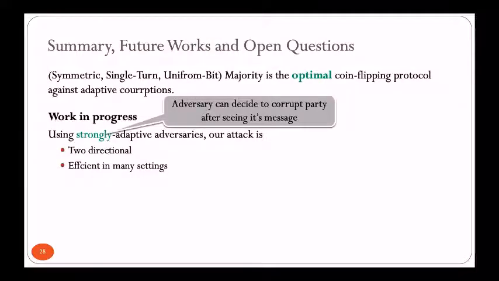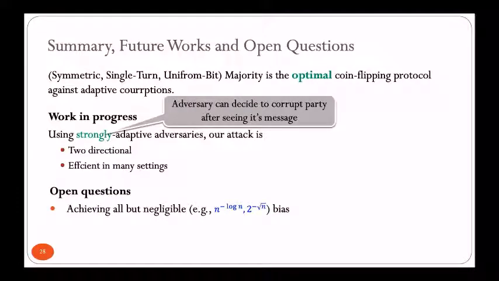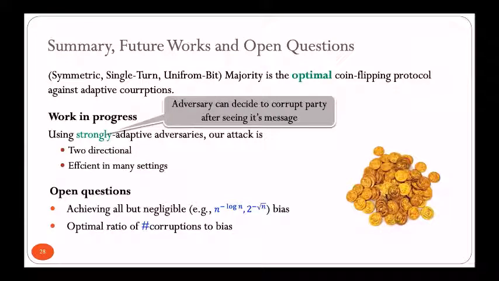And now there are some interesting open questions left. So the first is achieving all but negligible bias. Here we understood how to set the outcome to B with probability 1 minus little o of 1, but we might want to set the output to 1 with all but negligible probability. So it's interesting to understand whether or not this is possible. And after that, it's very interesting to understand the optimal ratio of corruptions to bias, namely understanding exactly how many corruptions are needed to achieve a specific bias and trying to match that to the bound given by the majority protocol. So this is it. Thank you all for listening, and I hope you enjoyed.